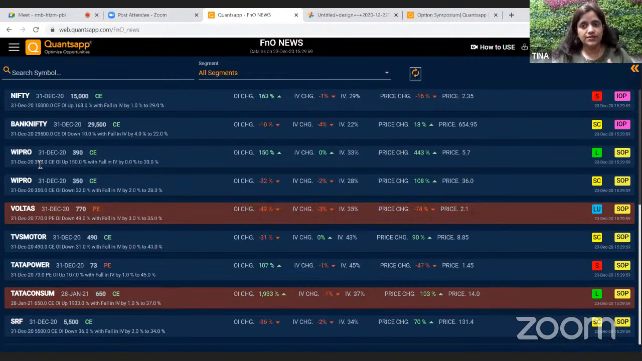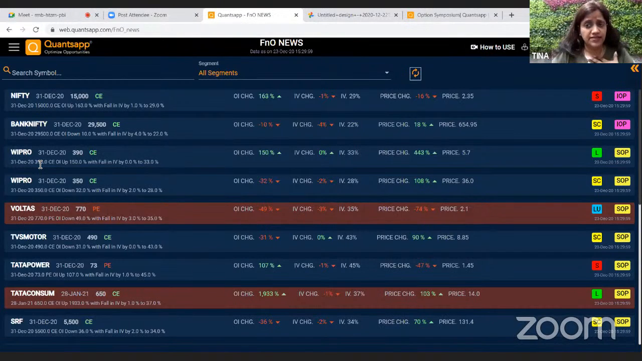FNO news basically scans the market and picks up the high conviction ones, or where significant volumes have taken place. That's based on our proprietary logic. So we scan and pick up and show the strikes where considerable things are changing.